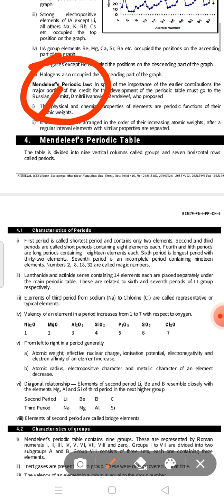According to modern periodic law, all the physical and chemical properties are not a function of their atomic masses. They depend on the atomic number. Clear?